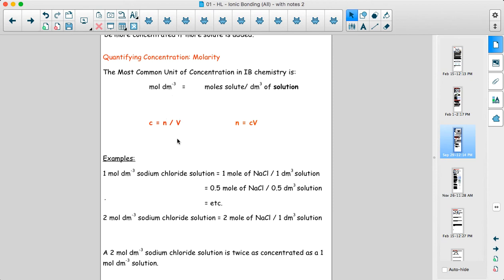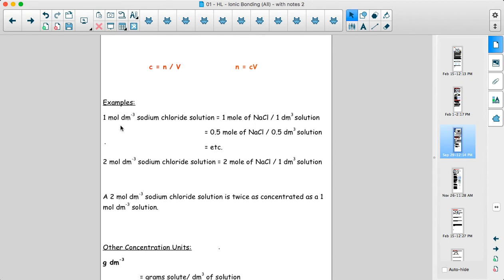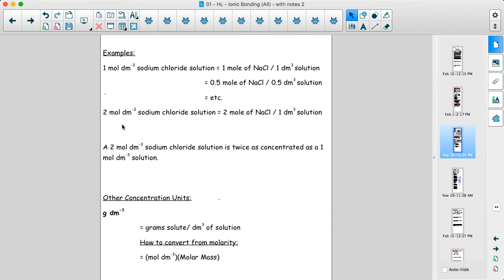This will also allow us, if we rearrange that equation, to solve for the moles of something if we know its concentration and its volume. So, for example, a 1 mole per dm cubed sodium chloride solution means that there's 1 mole of sodium chloride dissolved in every 1 dm cubed of solution. But it could also mean that we have a half mole in a half dm cubed of solution, and so on. So concentration gives us a ratio, and I could have a 1 molar solution and I could pour out 10 mLs of it, or I could have a whole liter of it, or I could have 2 liters of it. The concentration gives me the amount of solute per volume of solution. A 2 molar solution is twice as concentrated because it has 2 moles per 1 dm cubed.